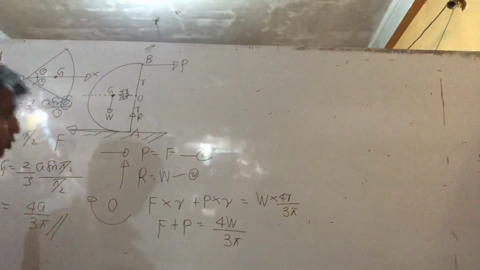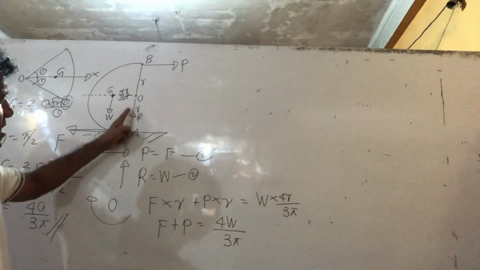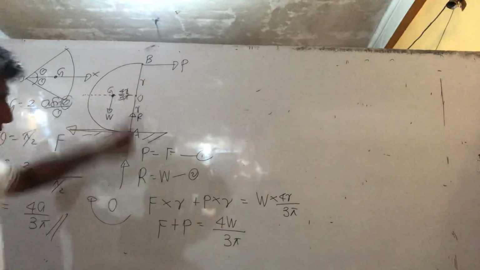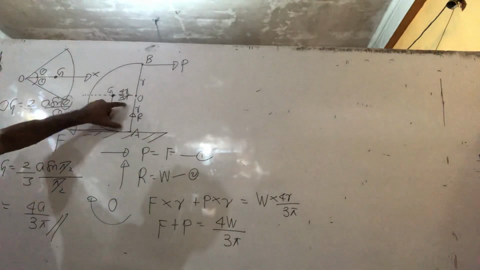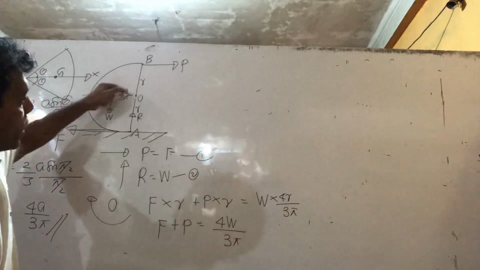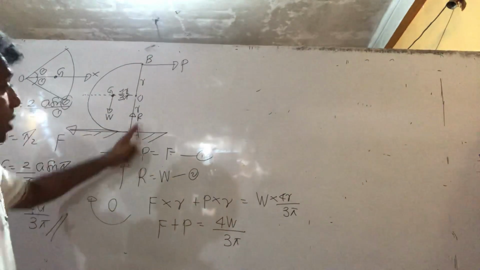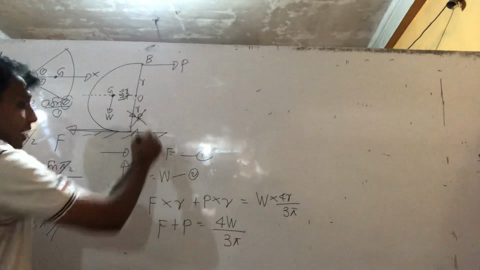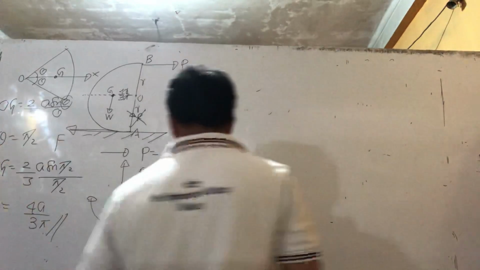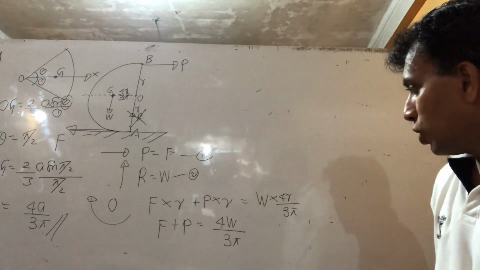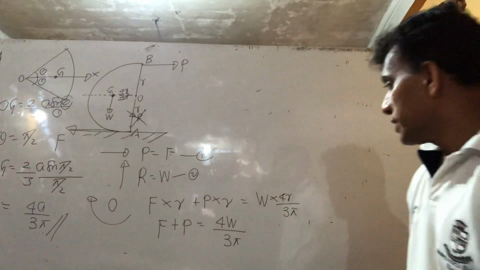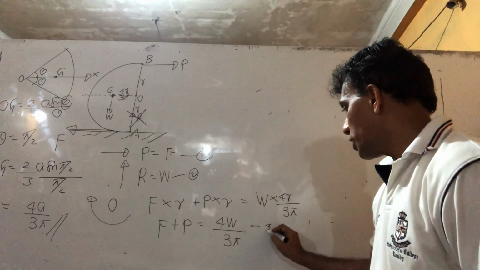Okay, I made a mistake here. Capital R passes through the origin O, so you can't take it that way. Take moments about O, the origin: F into R plus P into R minus W. Here you can't take this R, so I missed that. Divide by small r, and F plus P equals this value. That is my third equation.